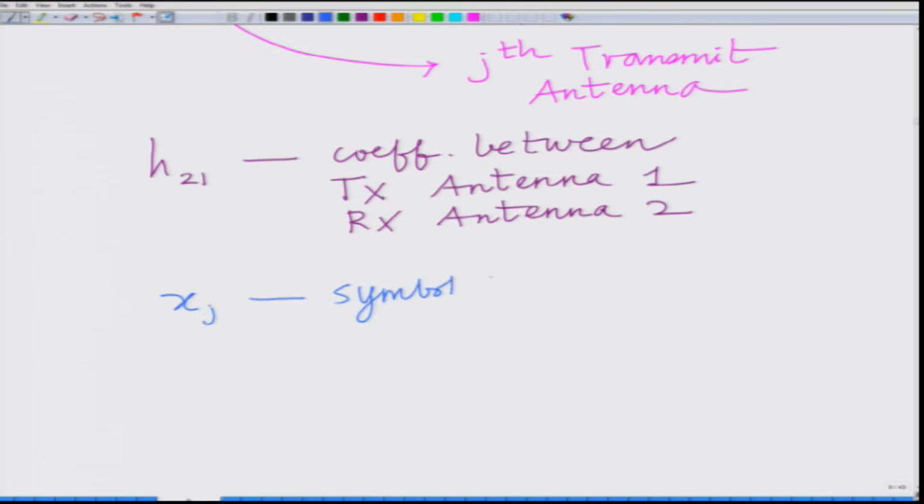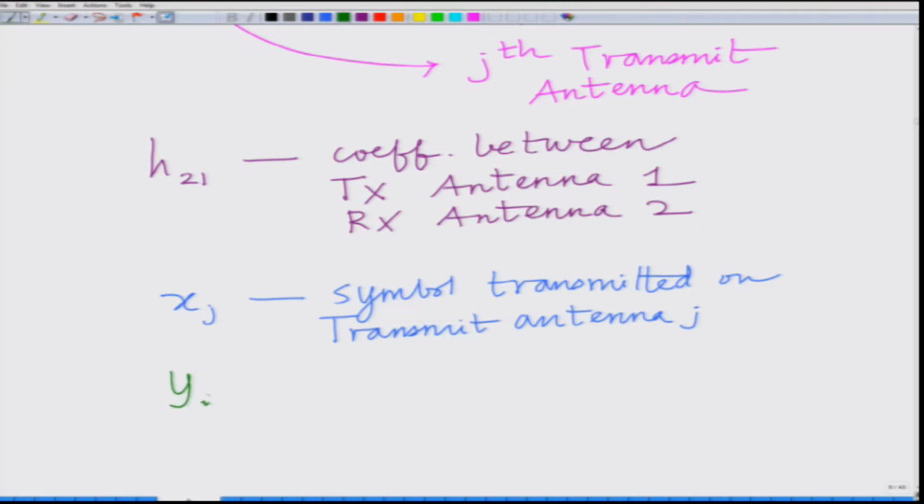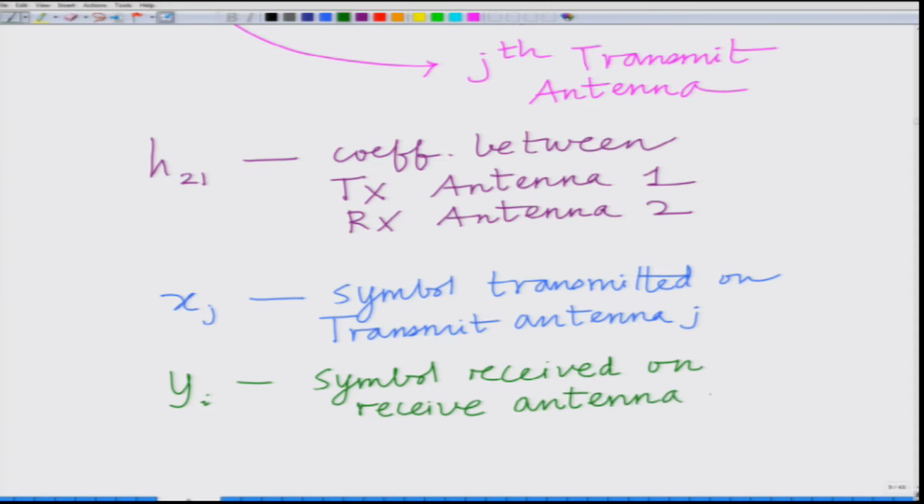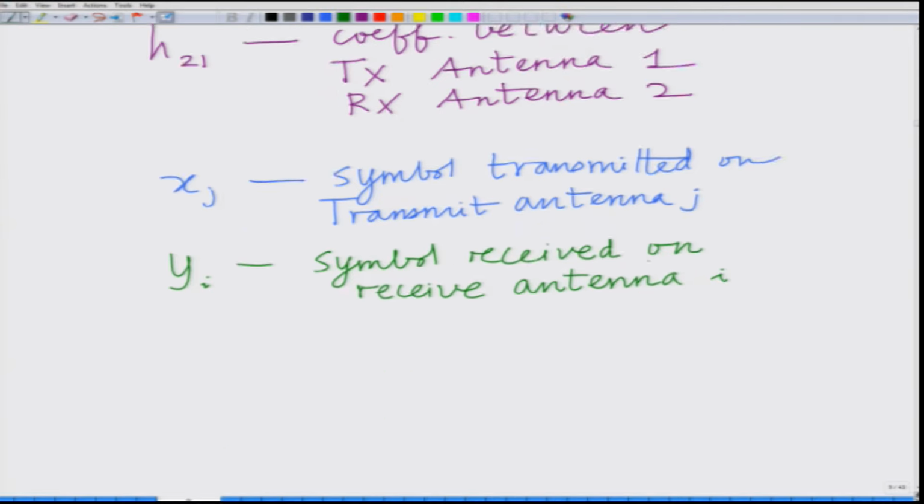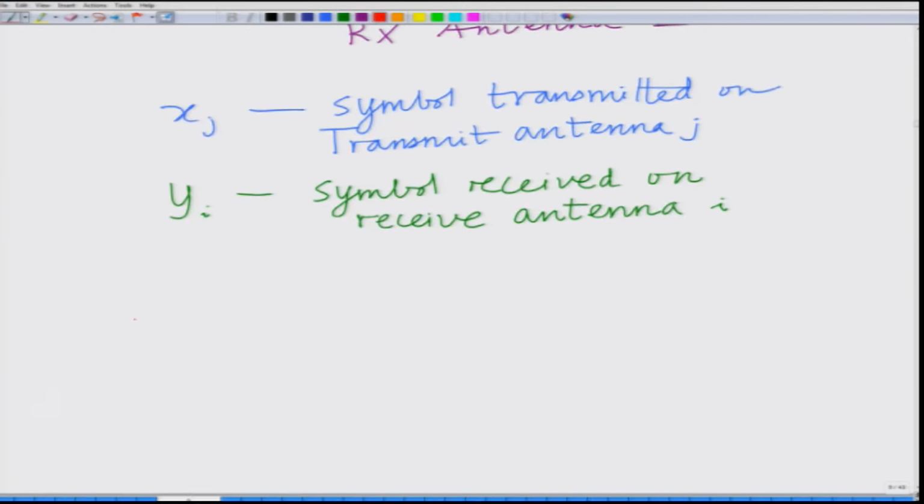Okay. So, Xj is basically the symbol transmitted on transmit antenna j, and Yi is the symbol received on the receive antenna i. So, Yi is given as, now let us write the equation for Yi.